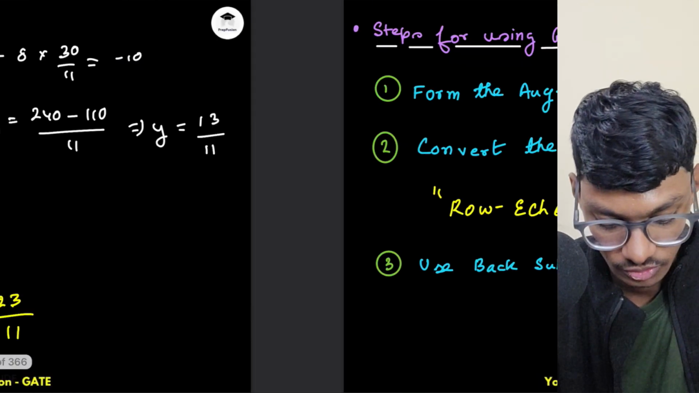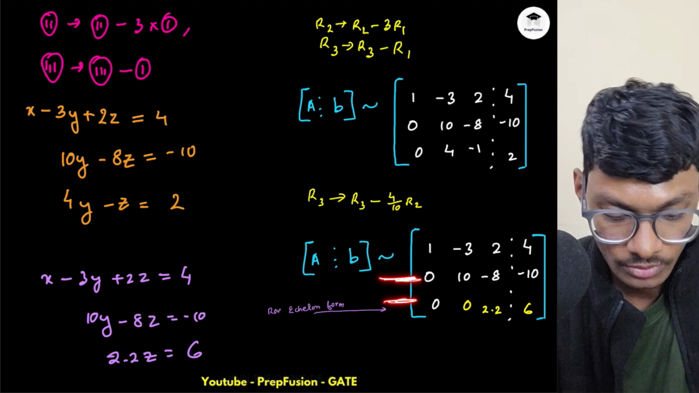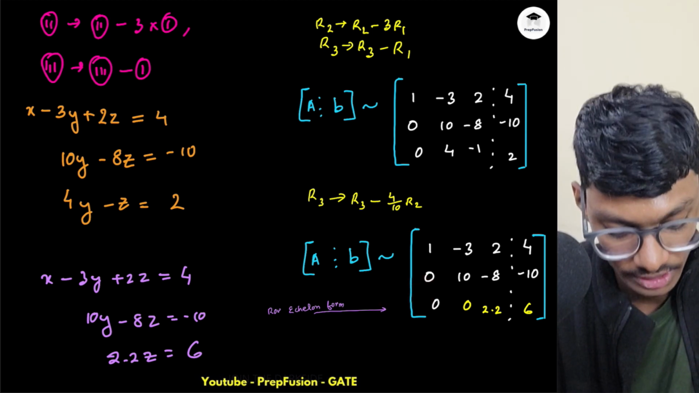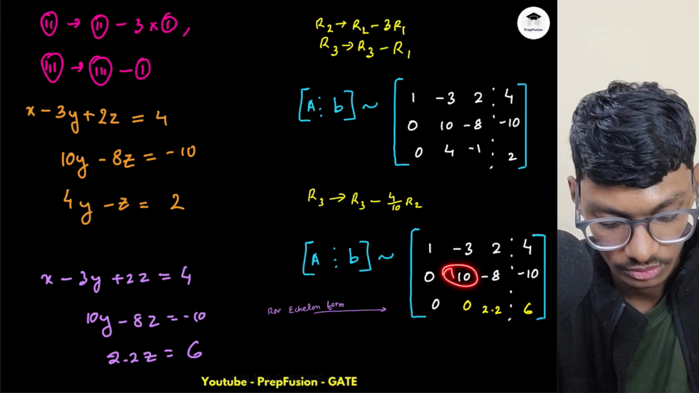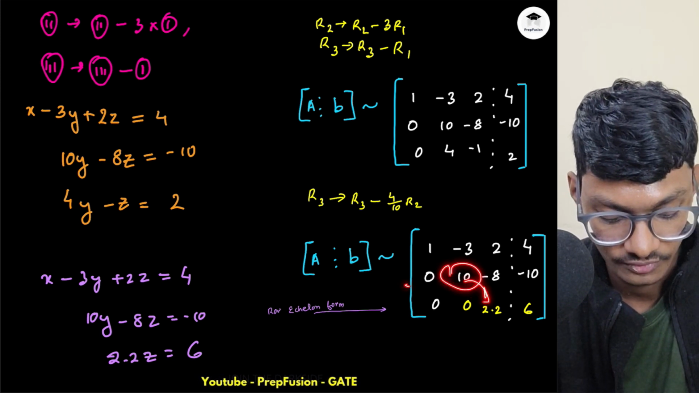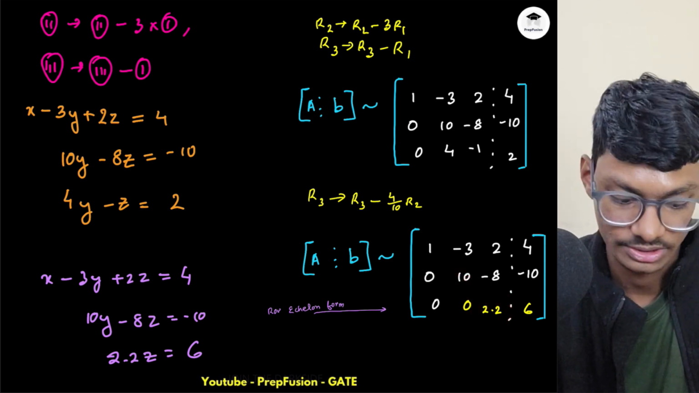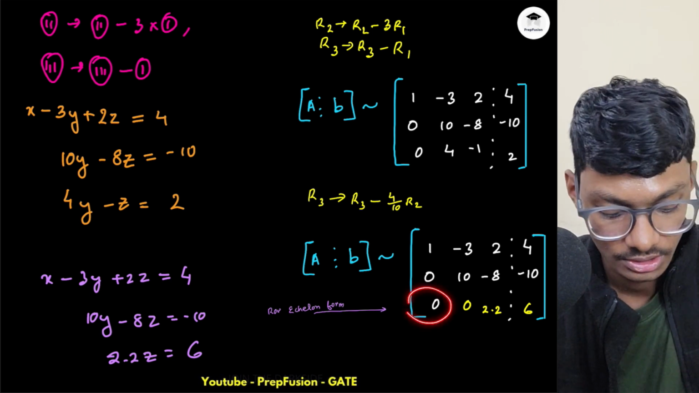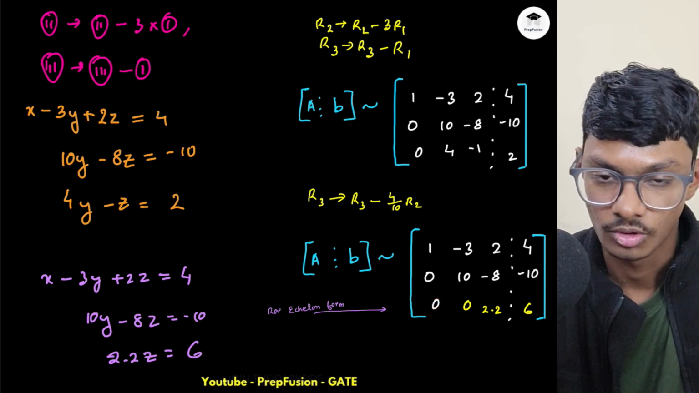What do you mean by this? Let's say this is the kth row and this is the k plus ith row, basically the second row and the 2 plus 1 row, which is the third row. The first element in the k plus ith row should be on the right of the first non-zero element of the kth row. So here 2.2 is on the right of this, so it is correct. If 2.2 was here, this would not be in the row echelon form, because there is a zero element before this non-zero element.